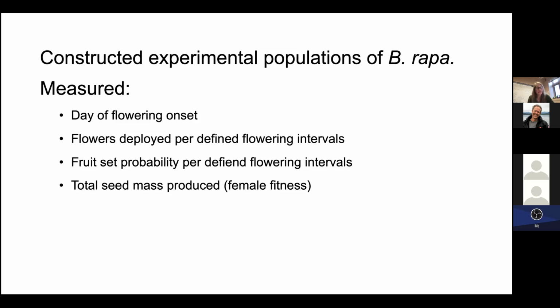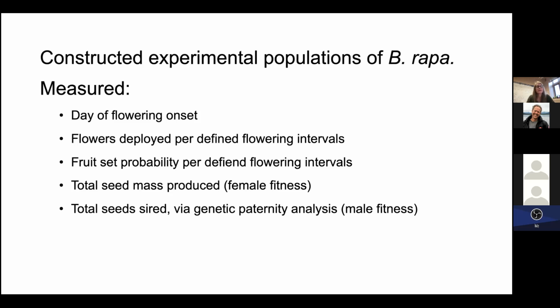I also measured the total mass of seed produced by each individual. That's its female fitness. And then finally, through genetic paternity analysis, I estimated the total seeds sired by each individual plant, which was that estimate of male fitness that I needed to have to test our prediction. It's kind of funny for me to see all of this on one slide because it was a monstrous amount of work. But as you get further in time away from your PhD, I think it becomes easier to just kind of put it in a nutshell. And so that's what I did for the major experiment in my PhD.